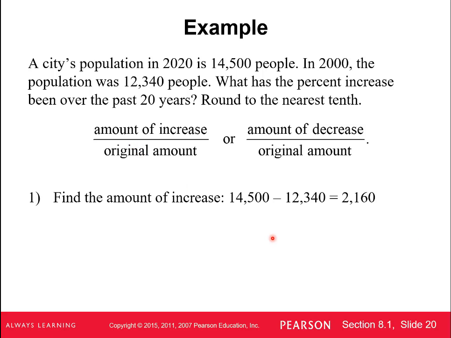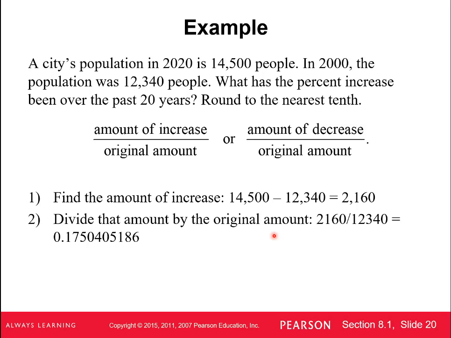So find the amount of increase first. You take the current amount, 14,500, minus the original amount, 12,340. You get that the amount of increase is 2,160. Then you divide that amount by the original amount. So you have 2,160 divided by 12,340. Putting that in the calculator, you get an answer of 0.17504055186. Then you just take that decimal and convert it to a percent.